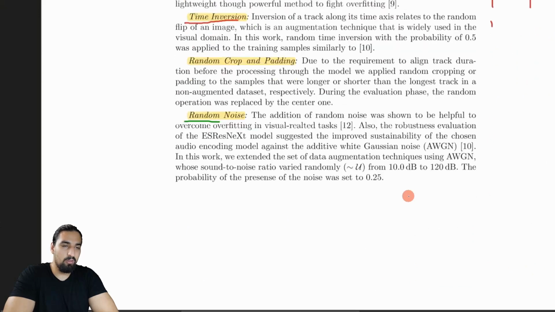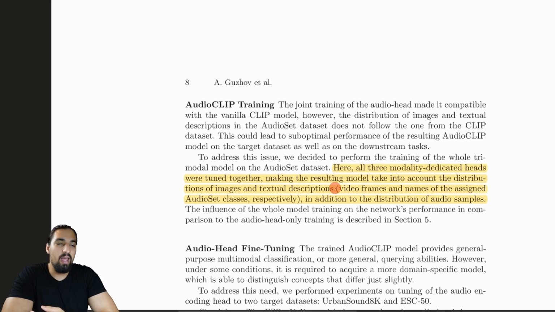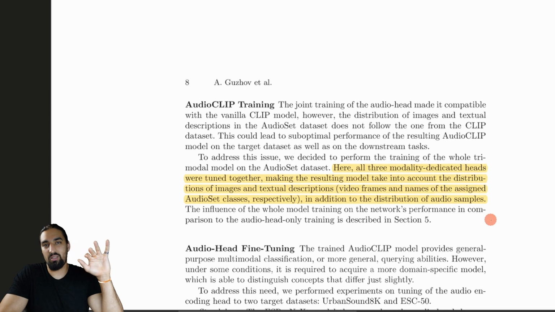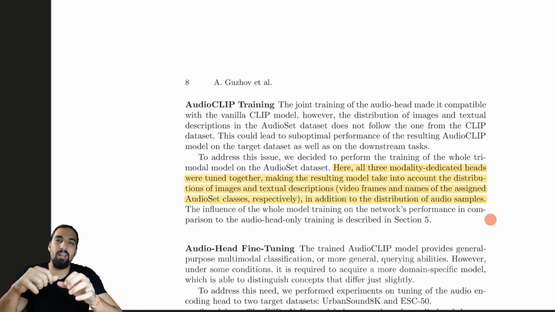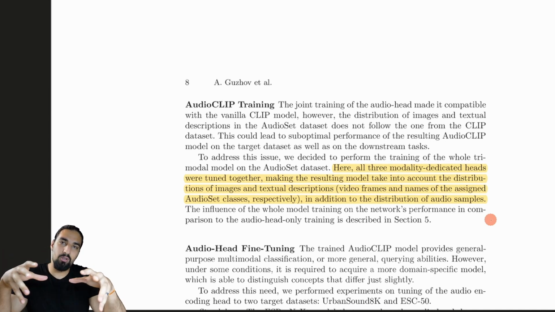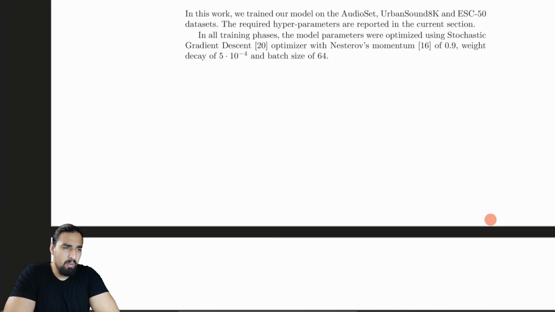So as I said, multiple details there, but yeah. And the last part is they actually train the whole system jointly, and they update all of the three models. As they mention here, "all three modality dedicated heads were tuned together, making the resulting model take into account the distribution of images and textual descriptions, in addition to the distribution of audio samples." The reason they do this is because CLIP was obviously trained on this OpenAI dataset, and here they want to evaluate this AudioCLIP model on AudioSet, so that's why they additionally fine-tune all three heads onto AudioSet, because that boosts the performance on the downstream tasks. And it makes sense, I guess.